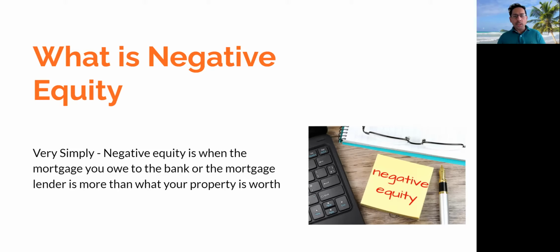owning a property. So very simply, negative equity is when the amount of mortgage that you owe to the bank or the mortgage lender is more than what your house or the property is worth. Okay, so it's quite straightforward there.